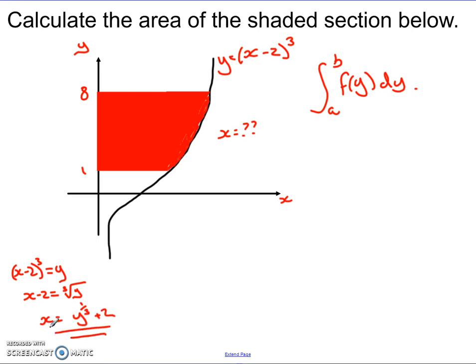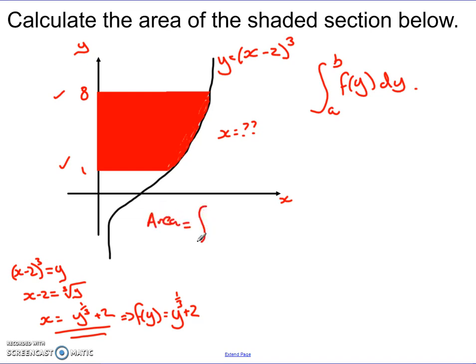So now I've got a function here where x equals that. So what I'm able to say is my f of y equals y to the 1/3 plus 2. That there is now the function we are going to integrate with respect to. That's what we're going to work with. So what I can now do is substitute it in here along with my limits, which I know because they're given there, and calculate my area.